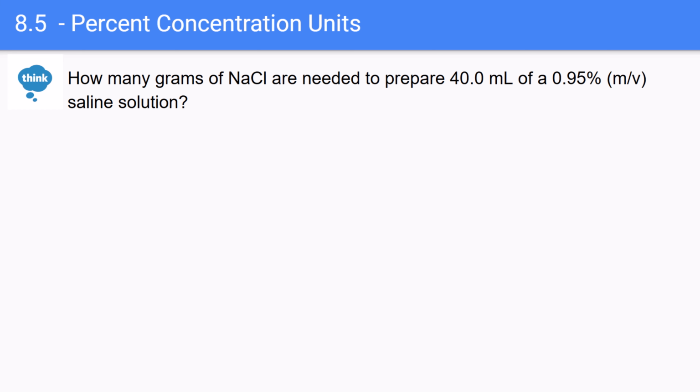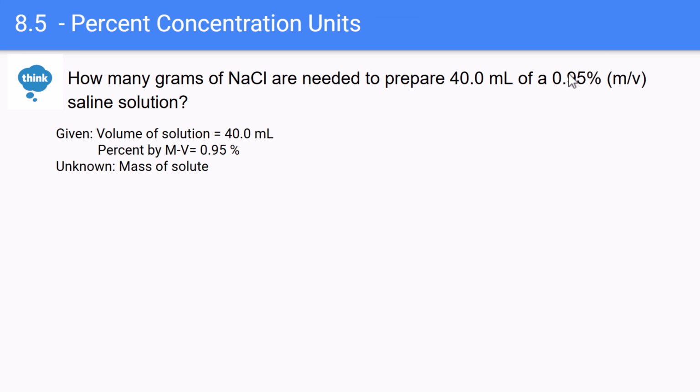It says, how many grams of NaCl are needed to prepare 40 milliliters of a 0.95% mass by volume saline solution? So as always, we need to see what type of information we're given here, and we're given the volume of the solution and the percent by mass, 0.95%, and we want to know the mass of the solute.